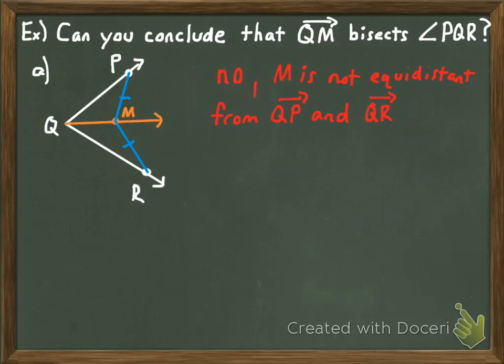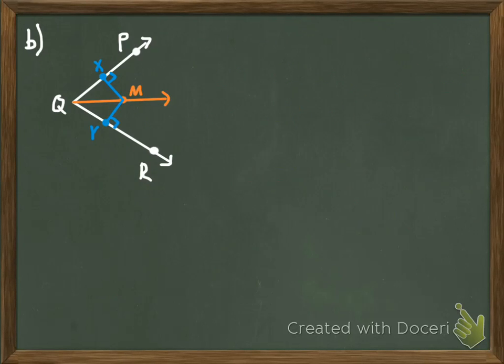All right, well, let's take a look at the next picture. Same question, can you conclude that ray QM is the bisector of angle PQR? It's starting to look a little bit more like we can here, because you do see that these two segments, MX and MY, are both perpendicular to the sides of the angle, respectively. However, the answer is still no.